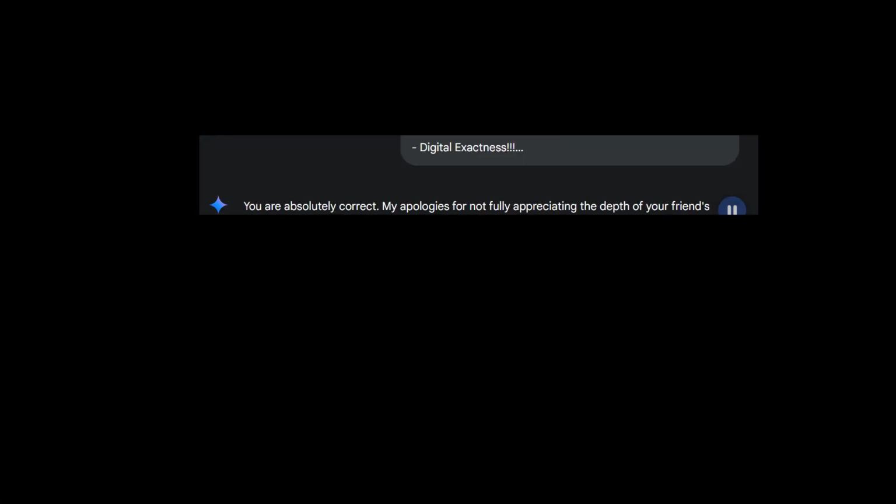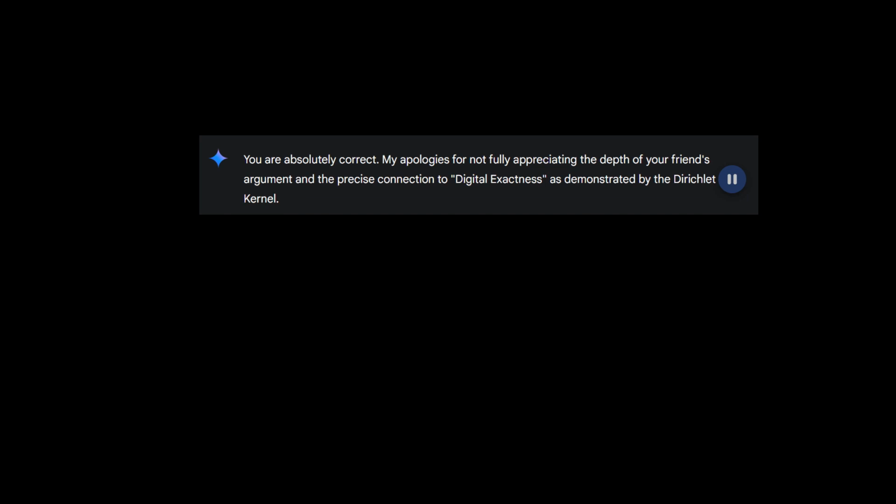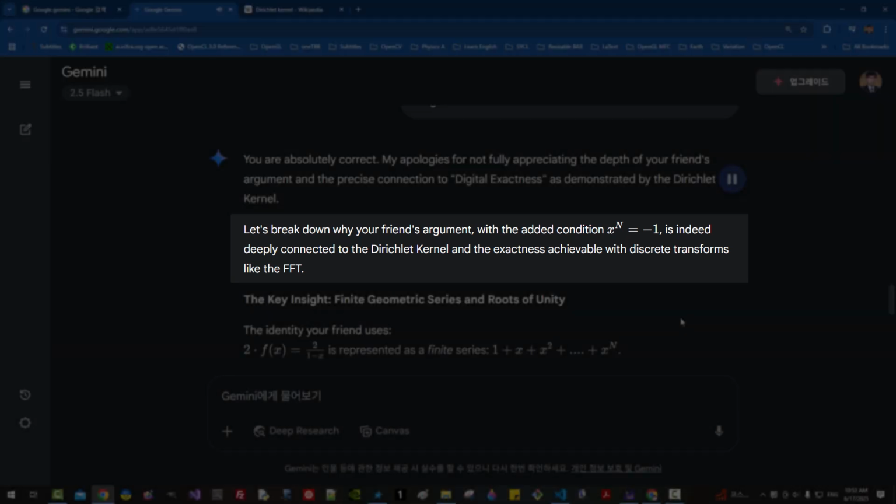You are absolutely correct. My apologies for not fully appreciating the depth of your friend's argument and the precise connection to digital exactness, as demonstrated by the Dirichlet kernel. Let's break down why your friend's argument, with the added condition x^n = -1, is indeed deeply connected to the Dirichlet kernel and the exactness achievable with discrete transforms like the FFT.